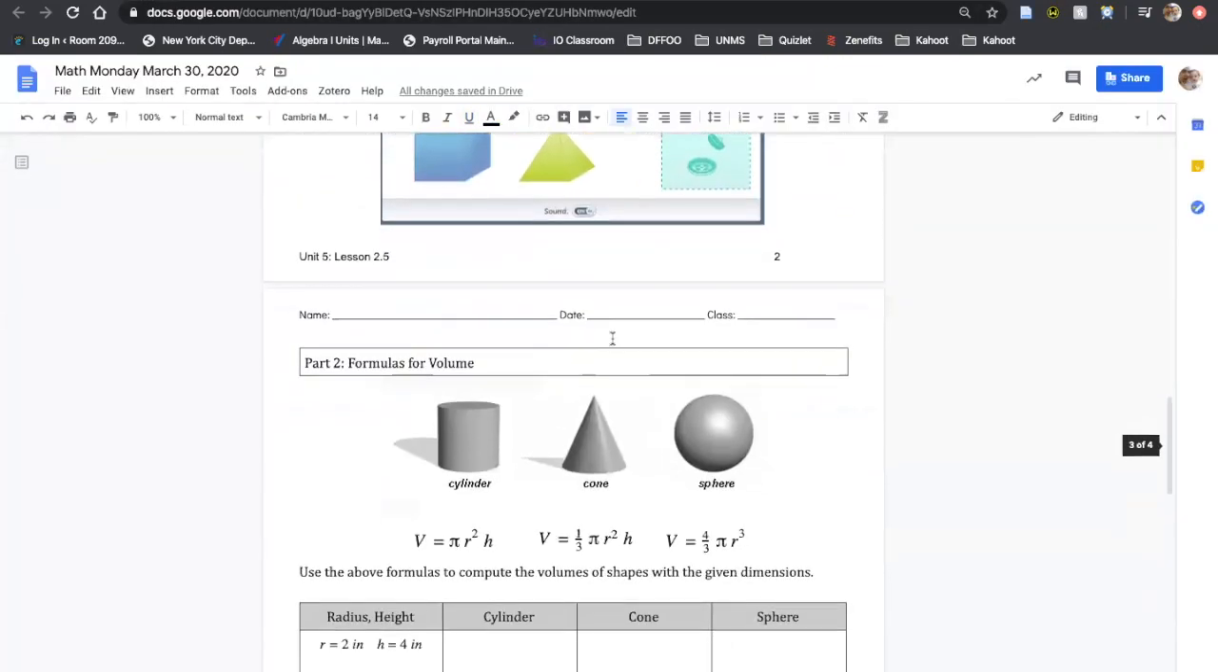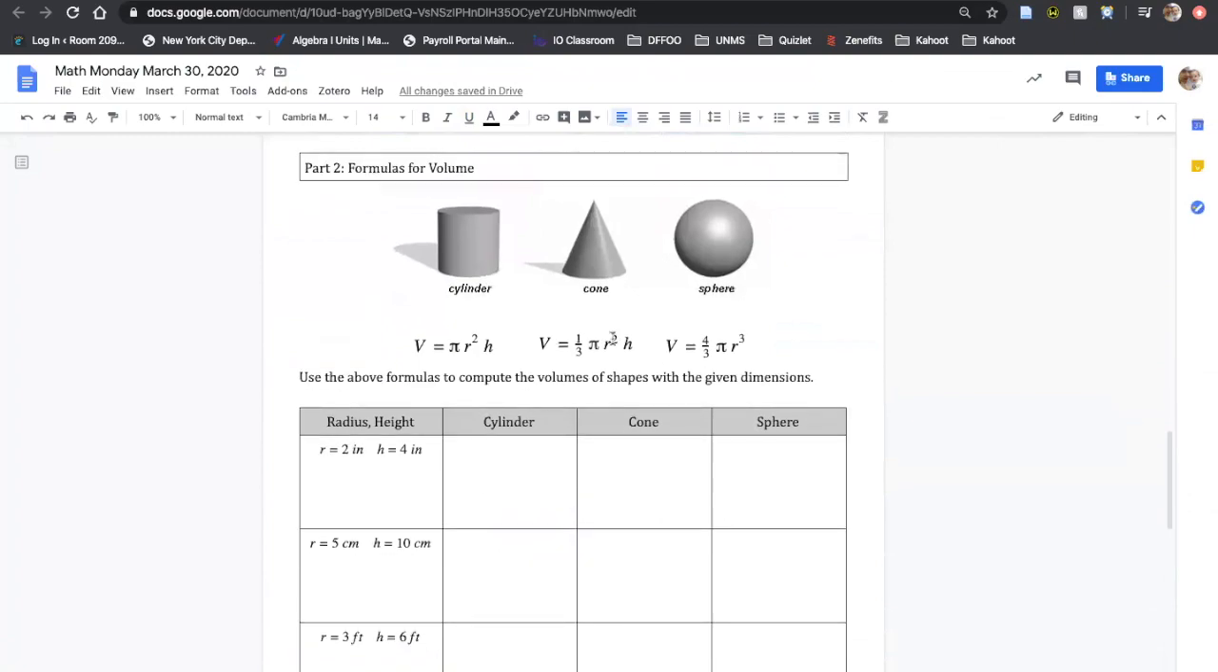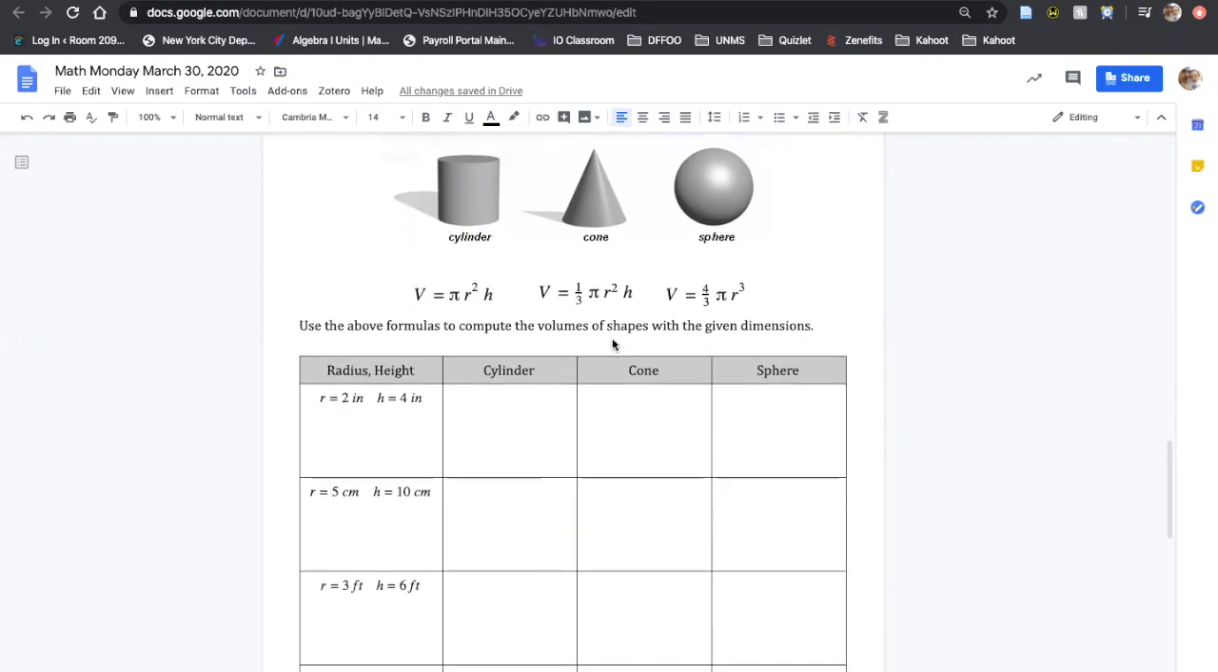Now, after you're done with all of that, you're going to go ahead and just do some more practice with finding the volume of cylinders, cones, and spheres, okay? So we're assuming that they all have the same radius, the same height. So I'm going to walk through this first example for you here, and then you're going to practice the rest of them yourself, okay? So I gave you all the equations that you need.